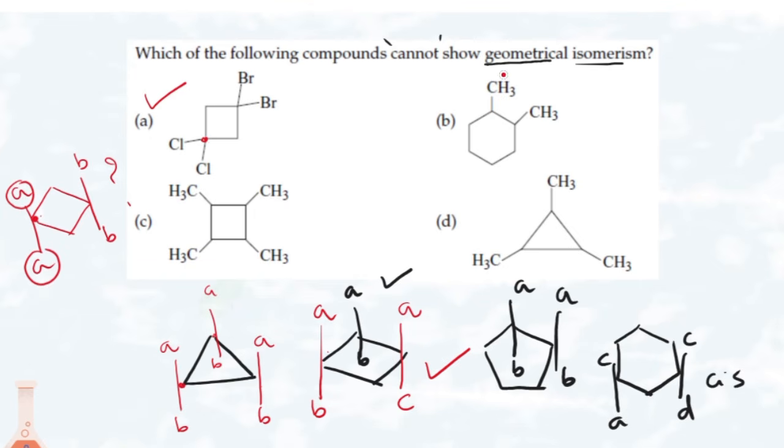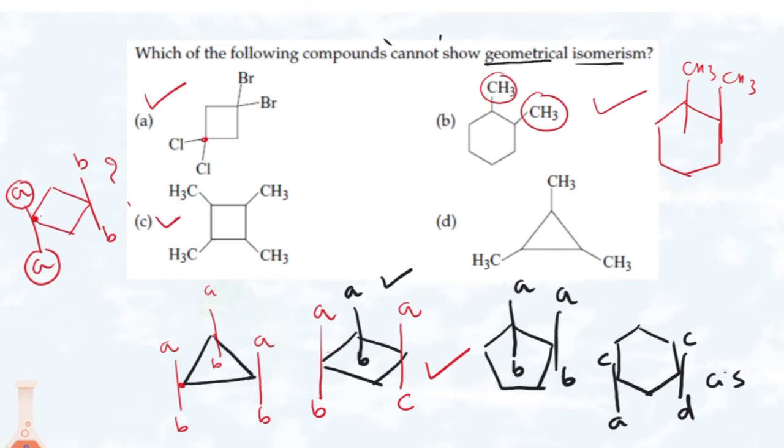Now let's check for this. Yes, this is very much possible. So you can even visualize it like this, right? The methyl groups either on the same or opposite. So it does exhibit. What about here? All the four methyl groups can be cis or trans.